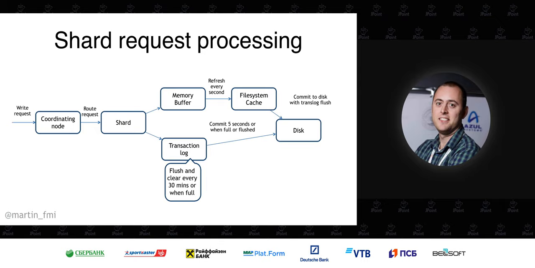On this diagram, you can see how we process a request in an Elasticsearch cluster. Assuming that we have a request to index a document, this request gets sent first to the coordinating node in the Elasticsearch cluster, which is marked as a master node. It then routes the request to all the shards for that index, which are spread across the other instances in the cluster. In each shard, the request goes first to two in-memory structures, which are the memory buffer and the transaction log.